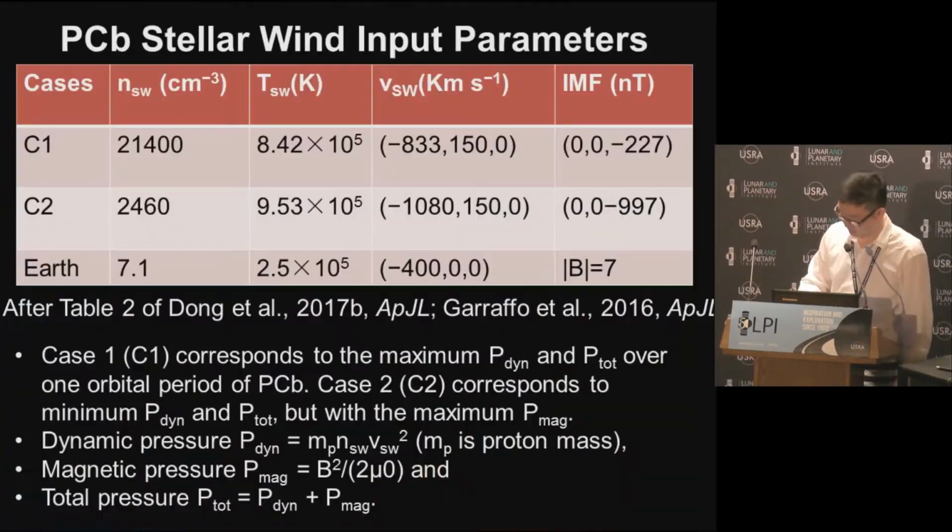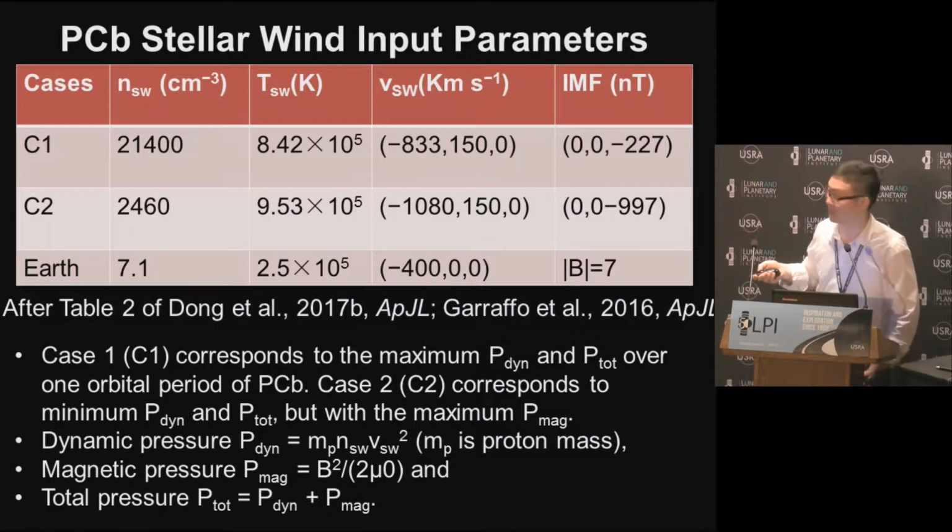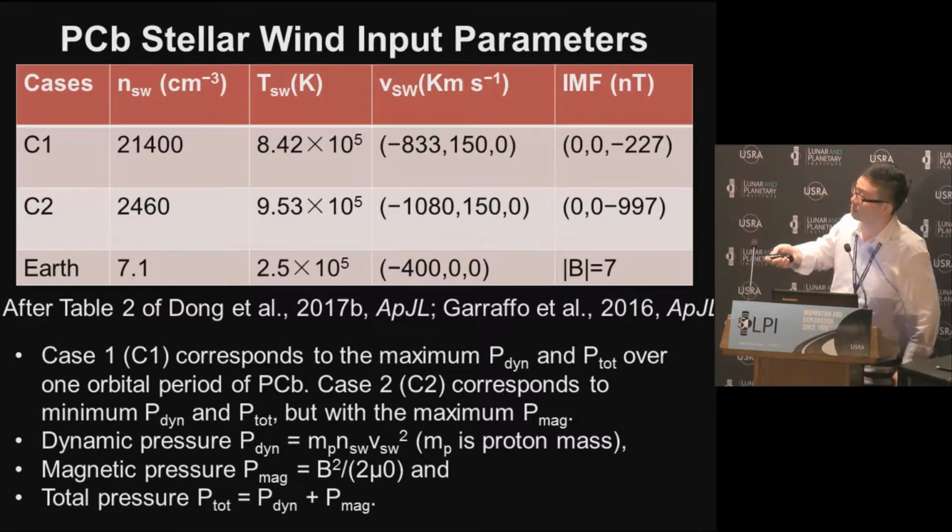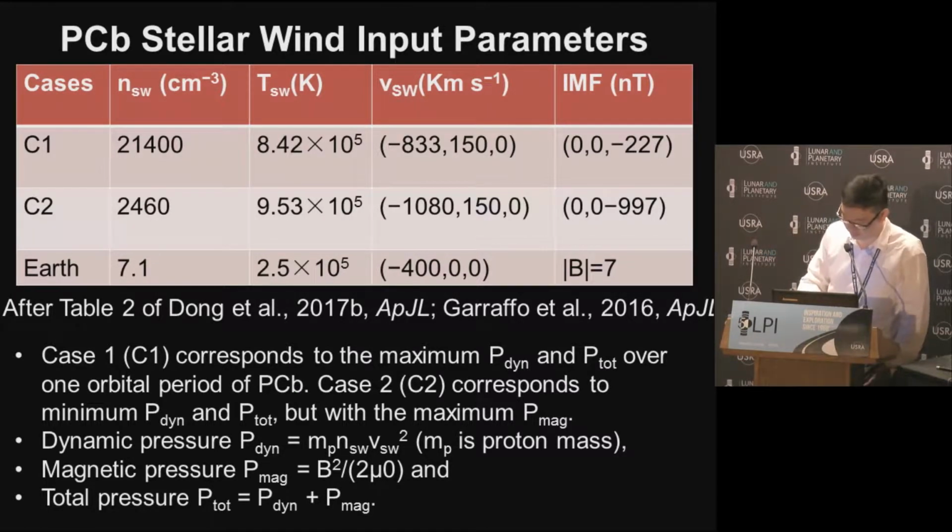So we used the AWSoM model to simulate the stellar wind, because the stellar wind varies over one Proxima b orbit. So we choose 2 points. One is C1, corresponding to the maximal dynamic and total pressure, and C2, corresponding to the minimal dynamic and total pressure but the maximal magnetic pressure. As we can see, compared with Earth, the stellar wind density is much higher, the velocity is also much faster, and the magnetic field is also much stronger.